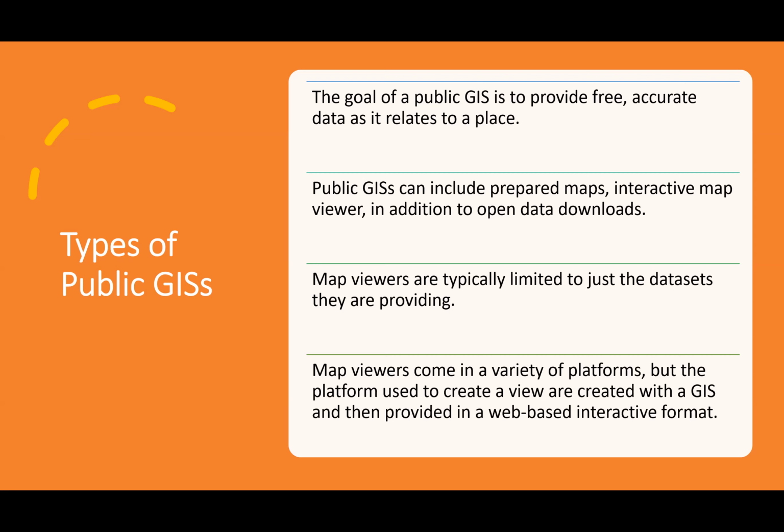Often public GISs include prepared maps and interactive map viewers, in addition to open data downloads. That means they provide an interactive map viewer like a Google Street View, some sort of GIS software that's operating through the web and provided to you as a map viewer, so that you can use their software free of charge to be able to find things that you're looking for.